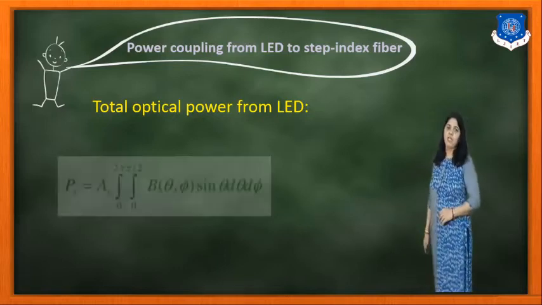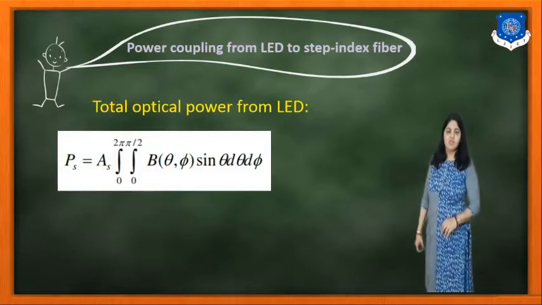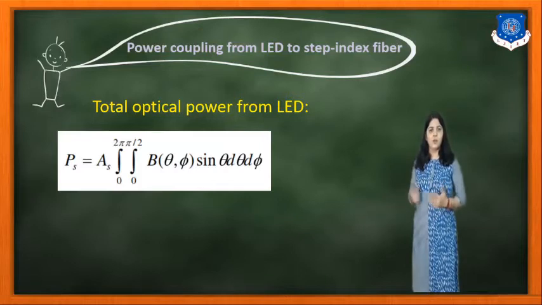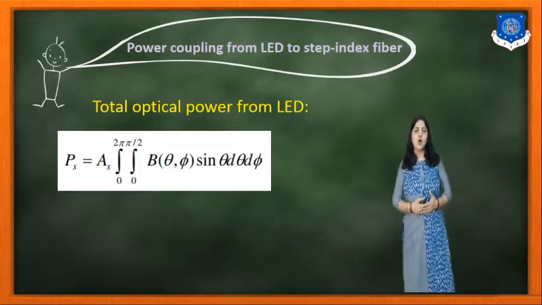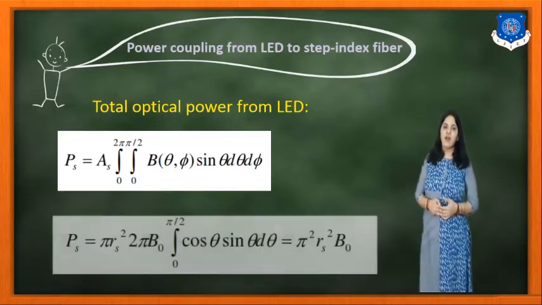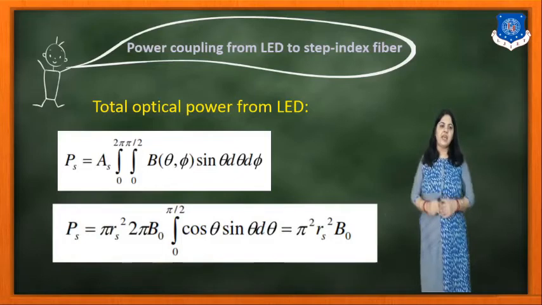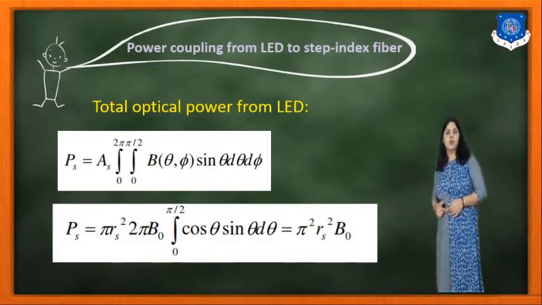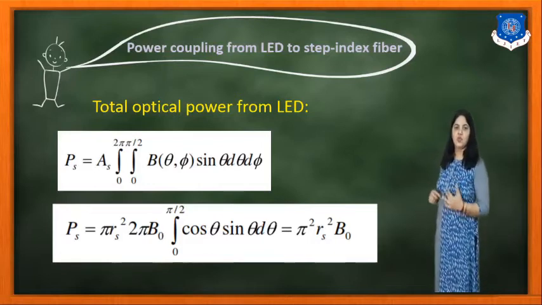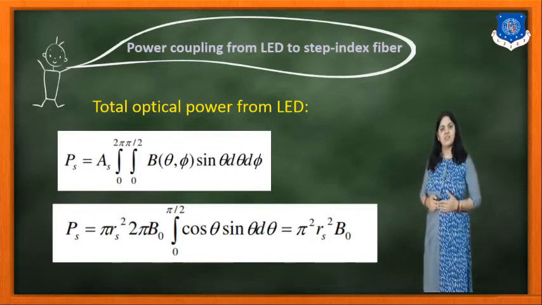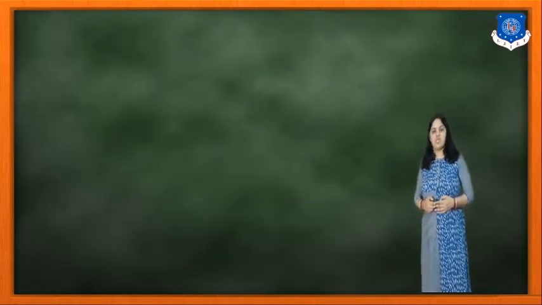The total optical power from the LED can be defined as P of S is equal to AS, integration 0 to 2 pi, 0 to pi by 2, B(theta, phi) sin theta d theta and d phi. Again this equation can be written as PS is equal to pi rs square 2 pi b0, integration 0 to pi by 2 cos theta sin theta d theta, which is equal to pi square rs square into b0.